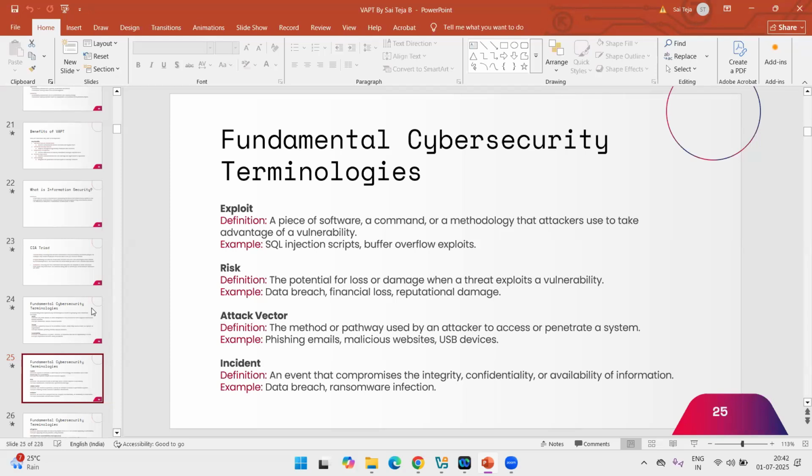And the next is attack vector. It's just a path, I can say, which is used by attackers to access or penetrate a system.